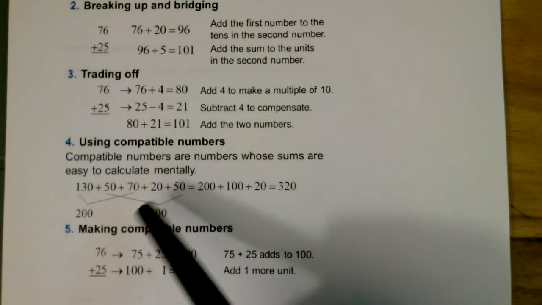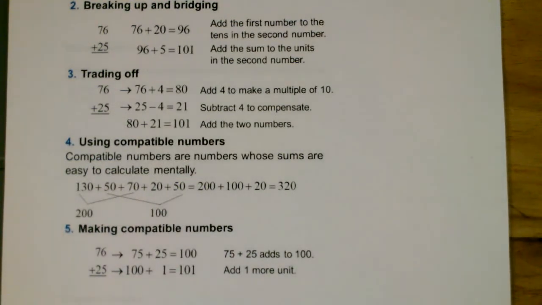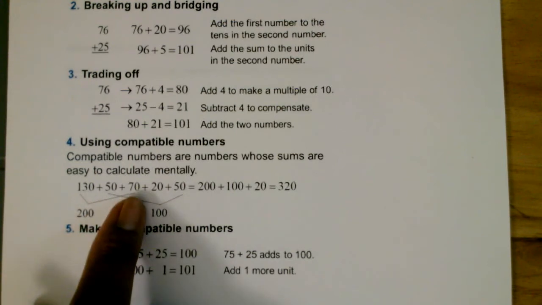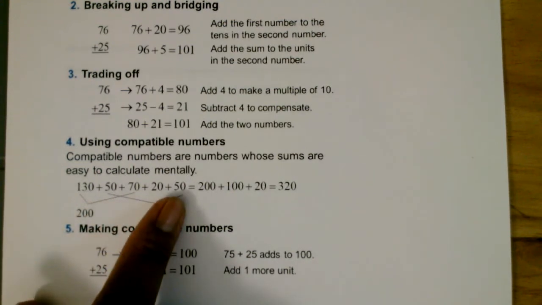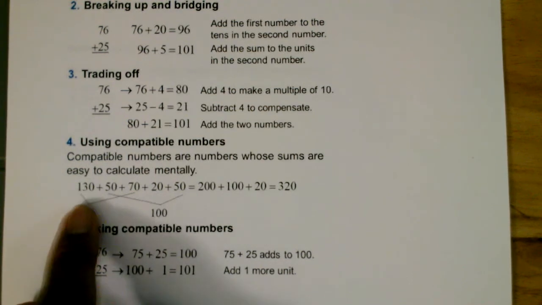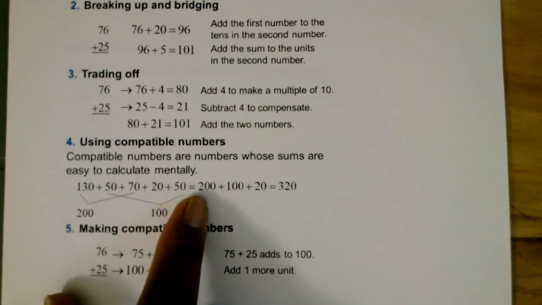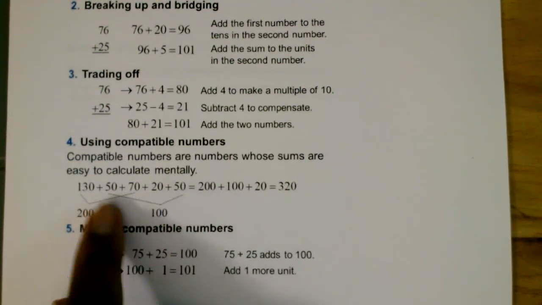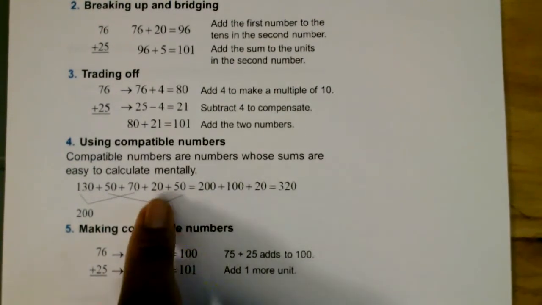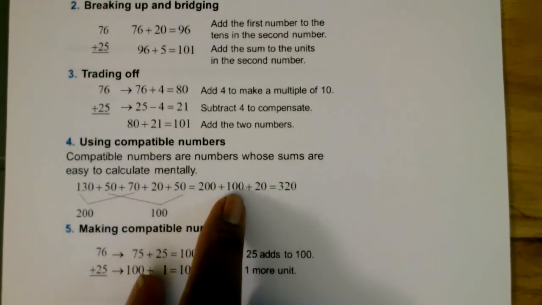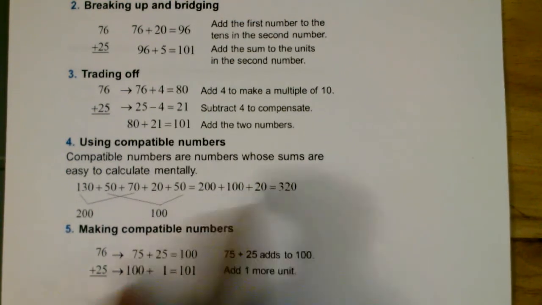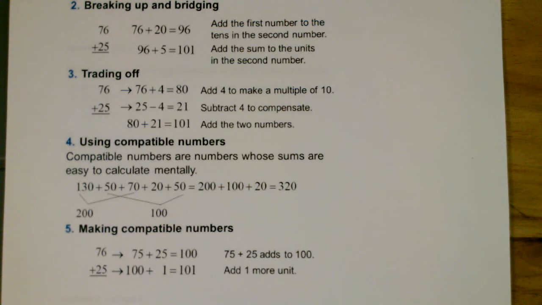And then next is using compatible numbers. Here, compatible numbers are going to be numbers whose sums are easy to calculate mentally. Like if we have 130 plus 50 plus 70 plus 20 plus 50, compatible numbers will be something like 130 and 70. If I add 130 and 70 together, you'll get 200. And then 50 and 50, of course, if I add 50 and 50 together, that's 100. And I got 20 left. So 200 plus another 100 is 300, plus 20 will be 320. So that's how we use compatible numbers to add.